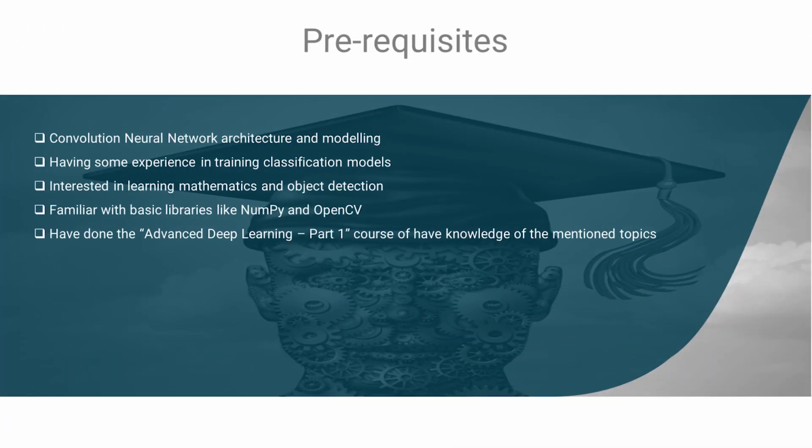So what are the prerequisites? You should have watched part 1 of this course, which is convolutional neural network architecture and modeling, covered in the first part, Convolutional and Sequential Modeling for Deep Learning. You should have some experience in training classification models. You should be interested in mathematics, and know what object detection is, and be looking to explore it. You should be familiar with basic libraries like NumPy and OpenCV. And you should have done part 1 of this course, Convolution and Sequential Modeling for Deep Learning, or have some knowledge of the mentioned topics.